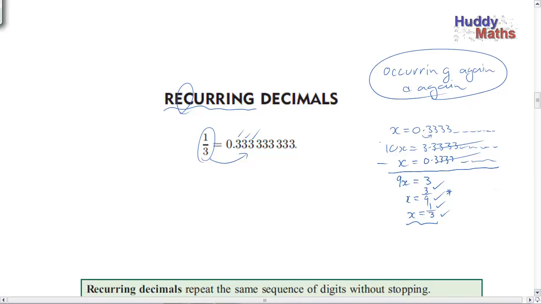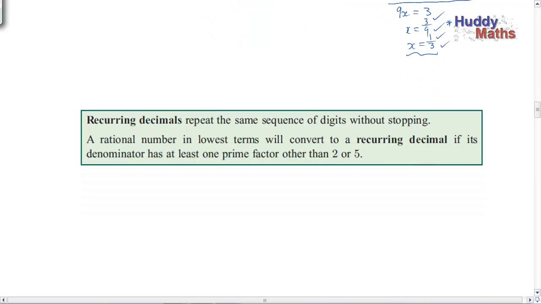So come down and let's have a look at the definition here. Recurring decimals repeat the same sequence of digits. It may not be just one digit. It might not just be a 3. It could be a pair, like 0.27 or something like that. And it never stops. It keeps going to an infinite number of places.